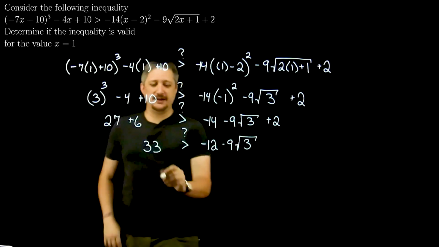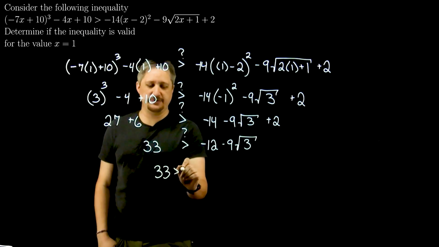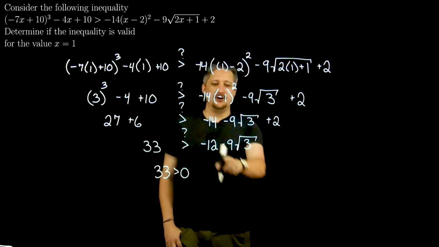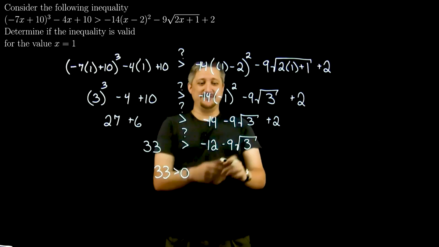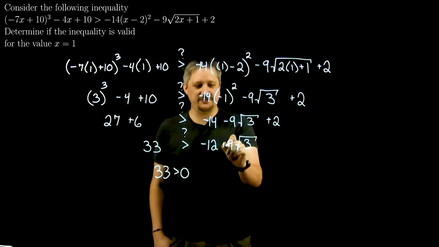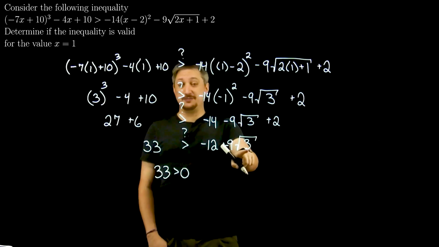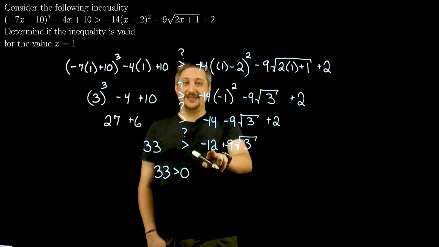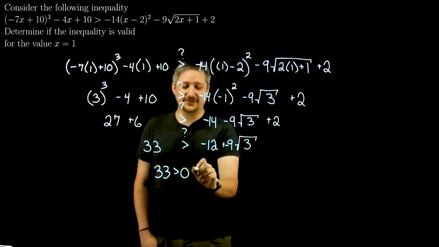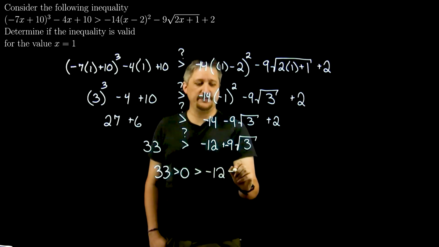And over here, I have 33, which you'll note is definitely bigger than 0. Over here, we have negative 12, and then we're subtracting off 9 times root 3. So if I think of this as plus negative, maybe that'll make it a little bit easier. Negative 9 times root 3 is a negative thing, since negative 9 is negative. And then adding that to another negative, whatever this thing is, it's definitely smaller than 0.